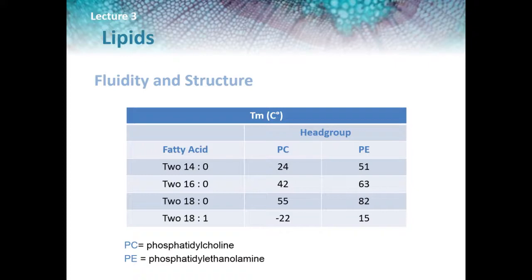The size and charge of the head group also affects Tm. PC is bulkier than PE, so it doesn't pack as well, which keeps it in a fluid state at cooler temperatures. These different properties between lipids can optimize membrane fluidity by altering membrane composition as temperature demands.